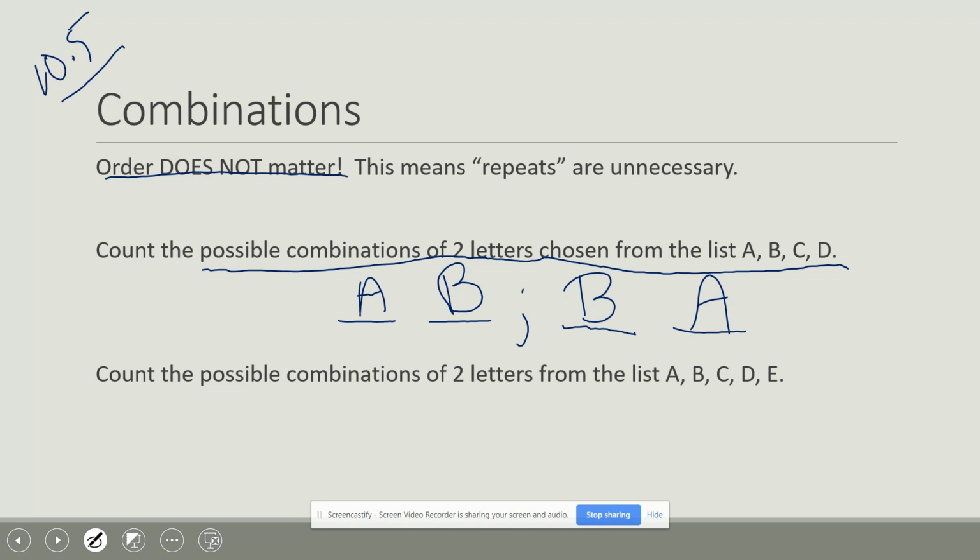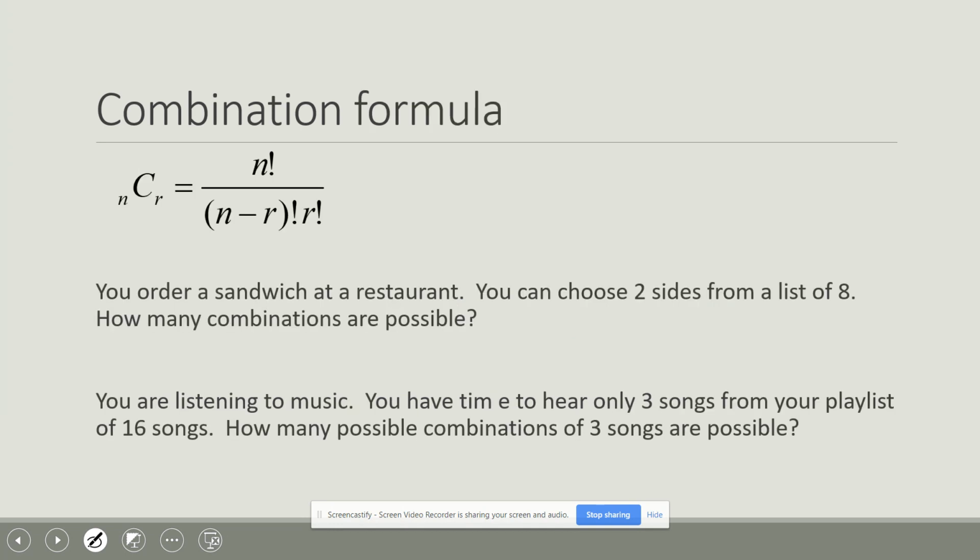Order does not matter. There is a formula for combinations. It looks very similar to our permutation formula. It just has this extra r factorial at the end.